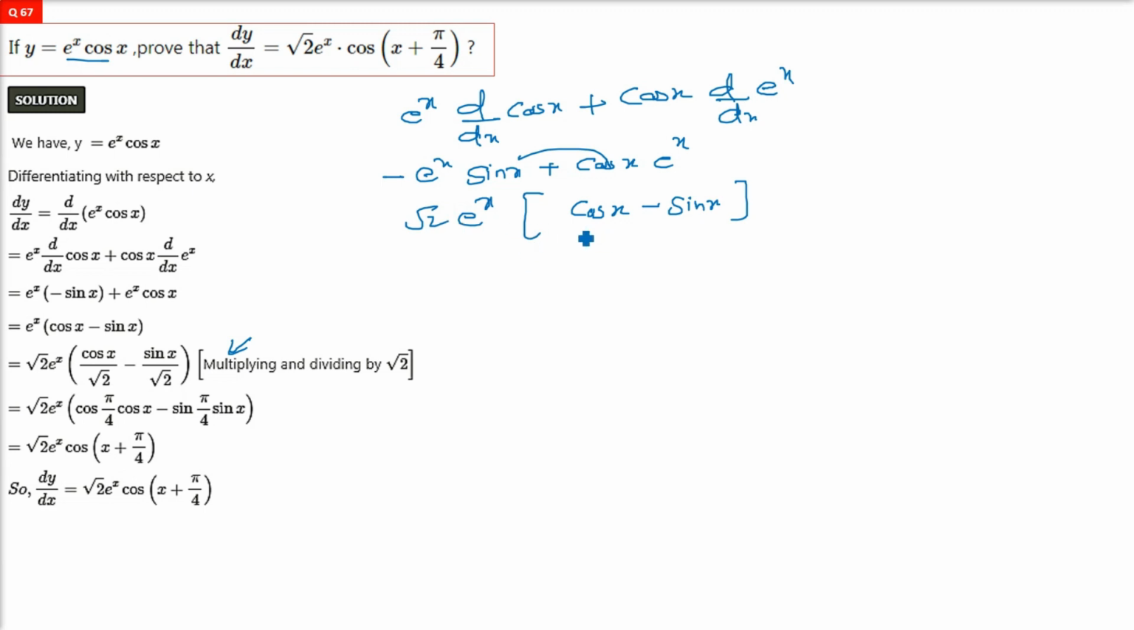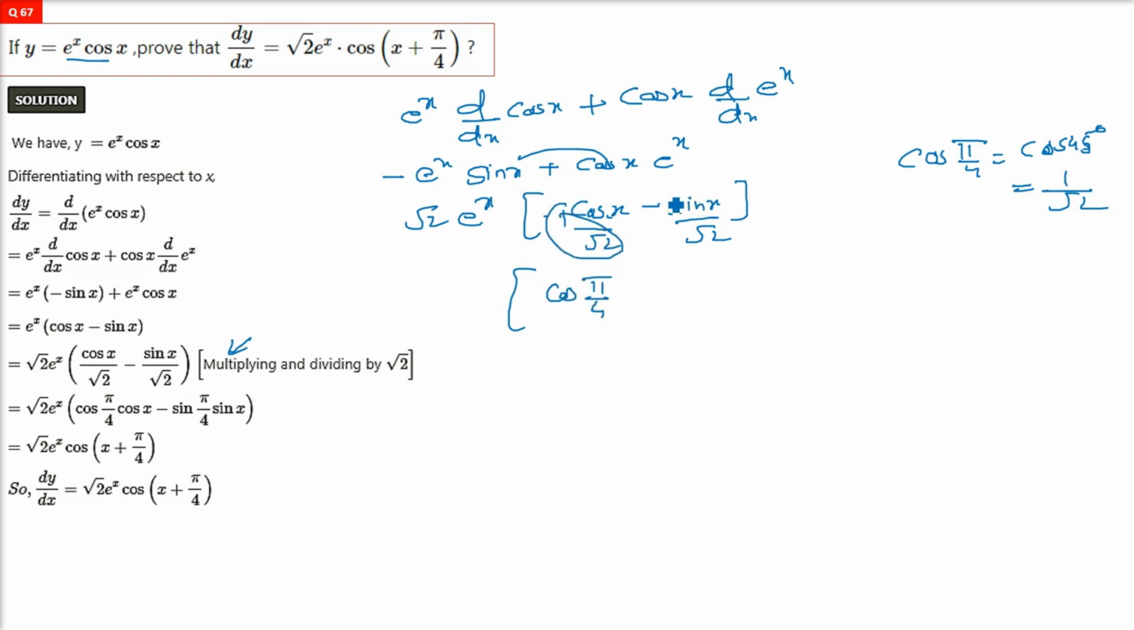Now multiplying root 2 here and here. So I am introducing 1 by root 2 with cos x and 1 by root 2 with sin x. When we introduce 1 by root 2, root 2 has to be multiplied also. So cos pi by 4 is what? Cos 45 degree is 1 by root 2. So this 1 by root 2 has been introduced just because of that. In place of 1 by root 2 you can write cos pi by 4, and in place of the other 1 by root 2 you can write sin pi by 4, because sin 45 degree is also 1 by root 2.